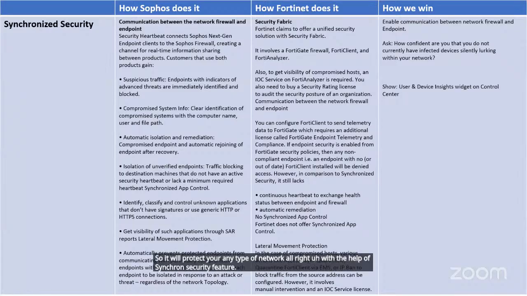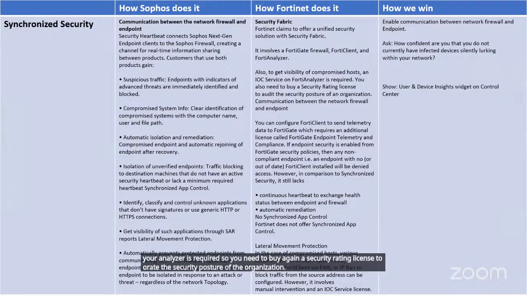How does FortiGate do it? It does it with the Security Fabric. Yes, FortiGate claims to offer an integrated security solution with the Security Fabric. It involves a FortiGate firewall, FortiClient, and FortiAnalyzer. Also, to get visibility of compromised hosts and the IOC service, FortiAnalyzer is required. You need to buy another license, a security rating license, to audit the security posture of the organization.